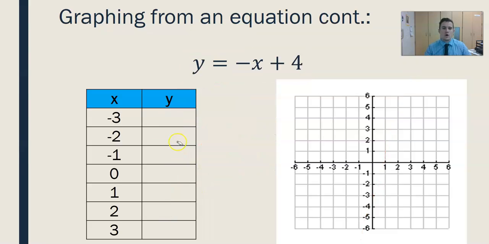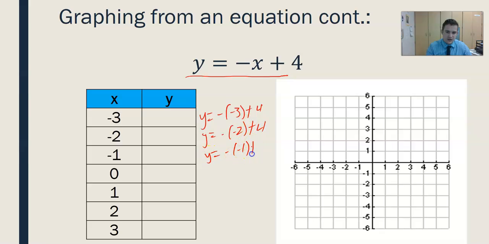Okay, let me do one more quick example. I'll start doing this one. So if I have this equation and I'm given these x values, that would be y equals -(-3) plus 4, y equals -(-2) plus 4, y equals -(-1) plus 4. Negative times a -3 is a +3, plus 4 is 7. Negative times a negative, +2 plus 4 is 6. Negative times a negative, positive 1 plus 4 is 5.